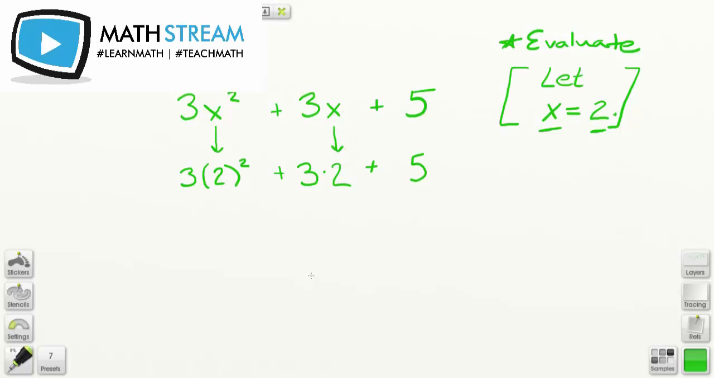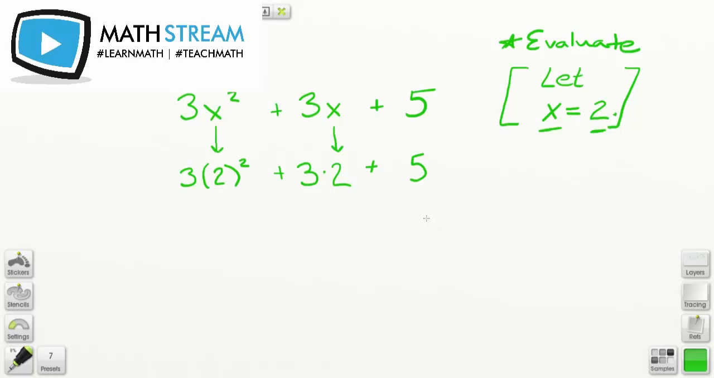This is probably lots of review from last year's class, or if it's been a couple of years since you took Algebra 1, but I just want to make sure we're laying the foundation nice and solid. What does it mean to evaluate? What does it mean to let x equal a number? It means that we replace x with that number. And then we simplify, and we're going to use our order of operations.